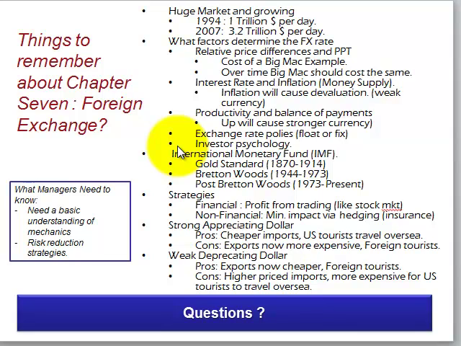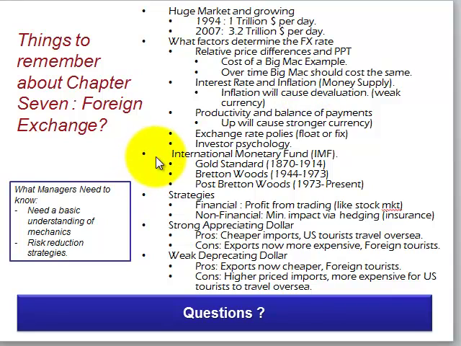And lastly, just like the stock market or any other market, sometimes investor psychology will play a part. There are some currencies that are thought to be sort of safe havens. So these are some of the factors. If I had to pick one, it would be the interest rate and the inflation rate.